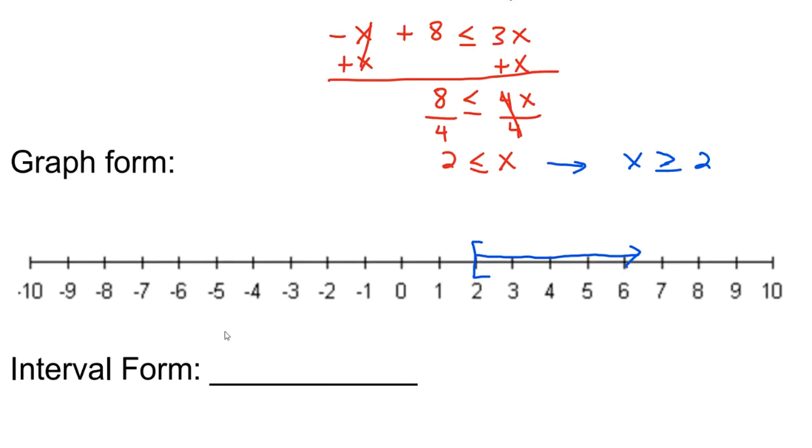Now let's write the interval form of the solution. All right, so we start with the left. The part of the solution that is all the way to the left is our number 2. And we're going to enclose it with the same symbol that's on the number line, which is a bracket. We have the number 2, and then it goes to the right forever, so it goes to infinity, and we close that with a parenthesis.